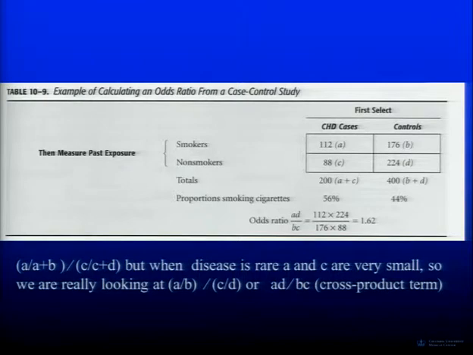In reality, when we want to calculate an odds ratio, and this is the formula I do expect you to know, it's going to be AD divided by BC. If you do that, you come out with 1.62. Now, normally we're looking at A over A plus B divided by C over C plus D. But I said you do case control studies when the disease is rare. That's when they're ideal. So when they're rare, your numbers are going to be very small. So we're really going to be looking at A over B divided by C over D, or AD over BC, and that's your cross product term. I don't care if you get any of this down here. What I want you to make sure you understand is the table, and how you would use the cross products to calculate an odds ratio.